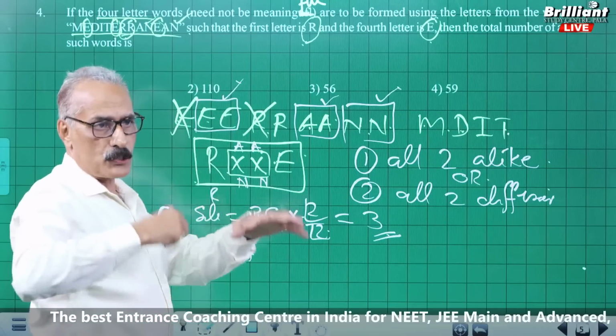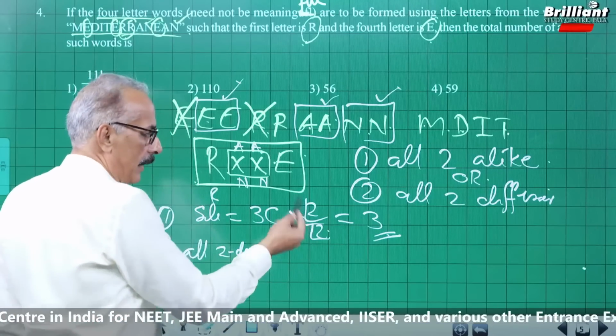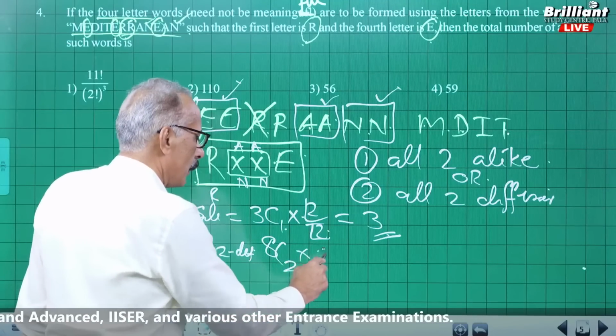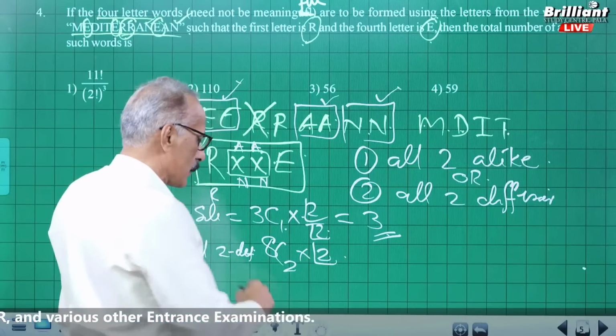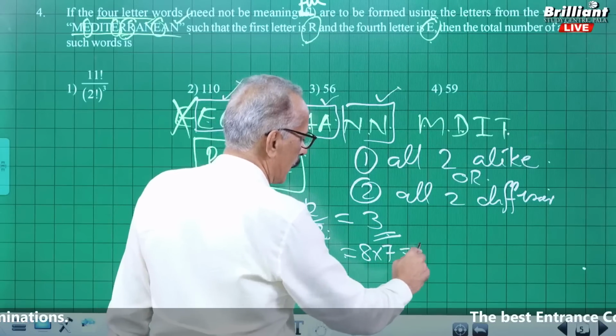Even though there are 2 A's or 2 N's, there are only 8 different letters. And how many do you need? You need 2. 8C2 into arranging the 2 different ones: 8C2 into 2 factorial. That means 8 into 7, which is equal to 56.